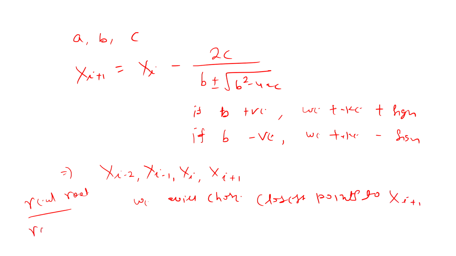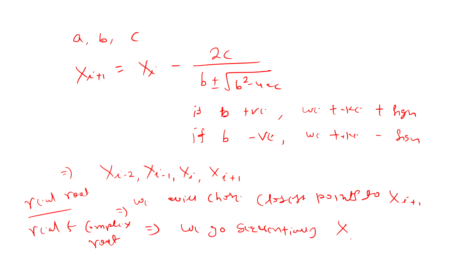If we want real and complex root, then we go sequentially. So we choose xi minus 1, xi and xi plus 1. So that is the idea, that we will go sequentially if we are looking for real and complex root. So this is the basic principle of Muller's method. I will give you one small example in the next video so that you can understand it better.